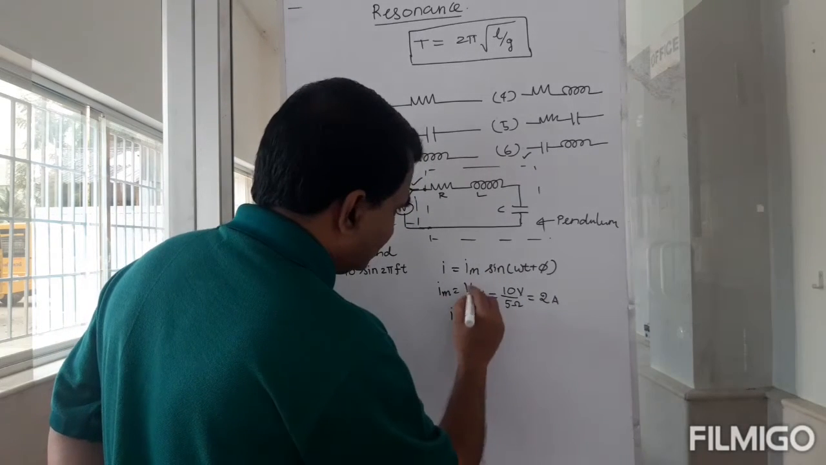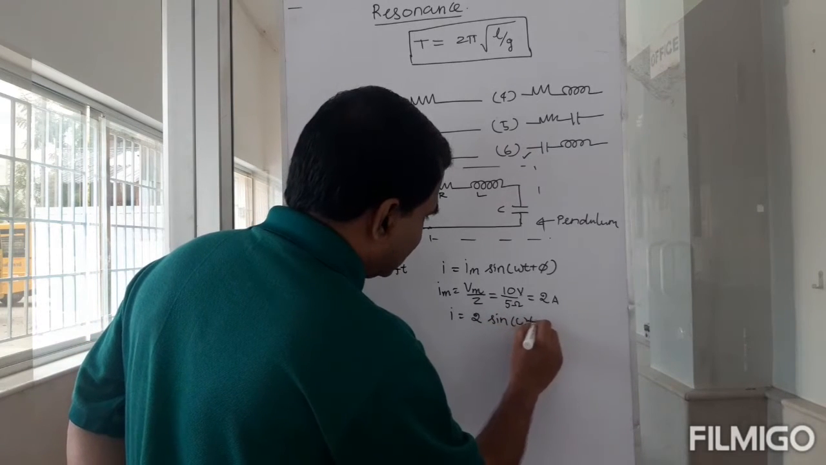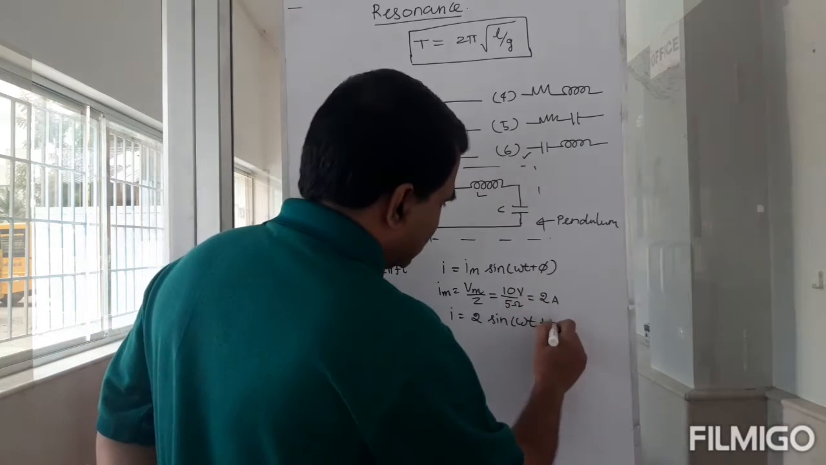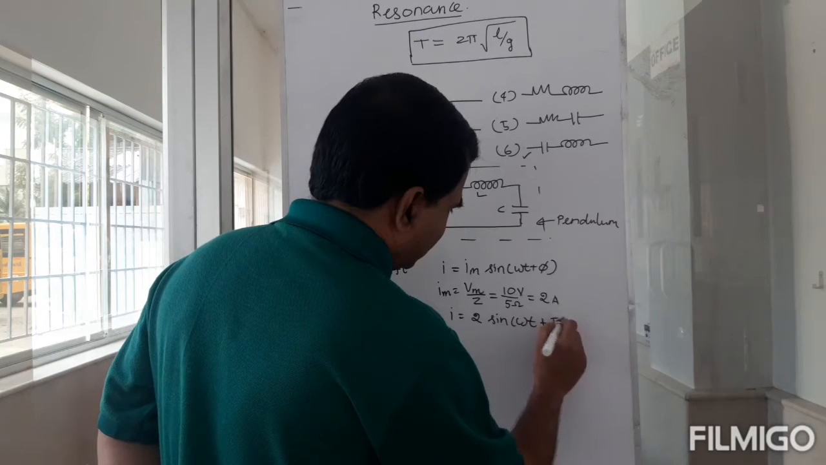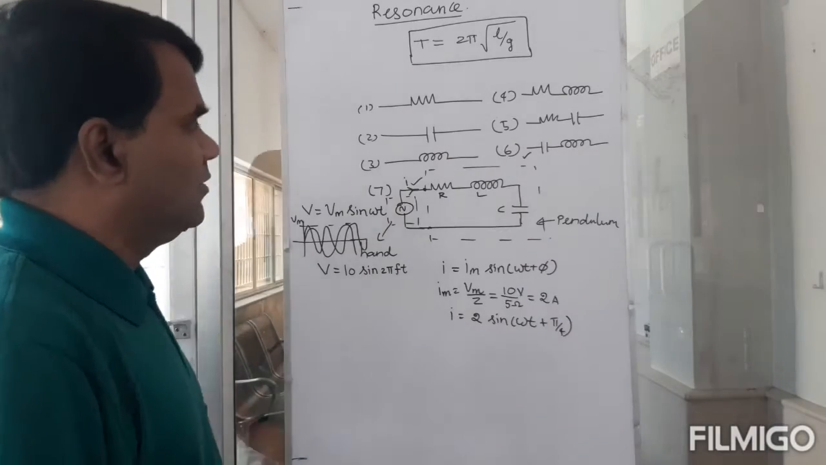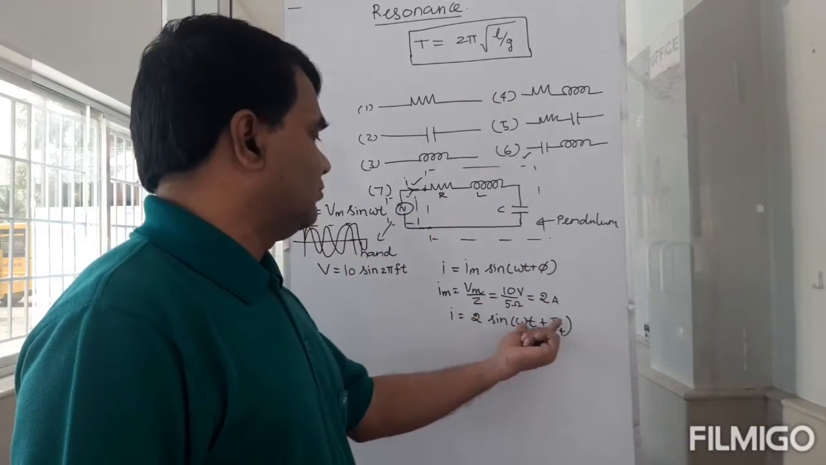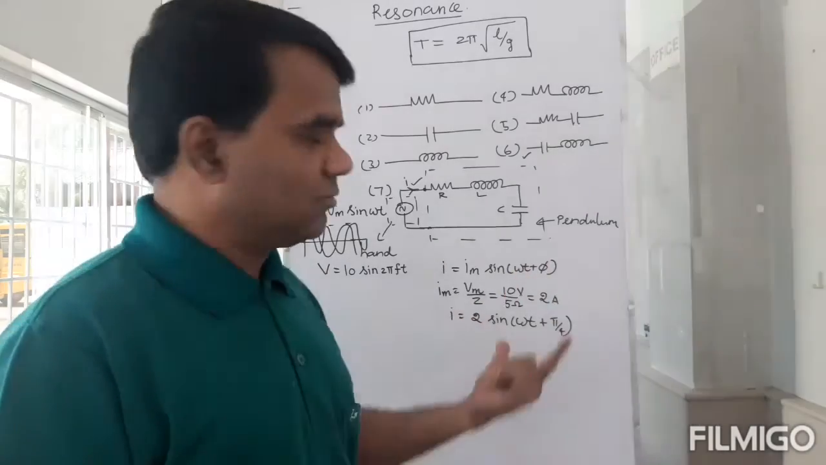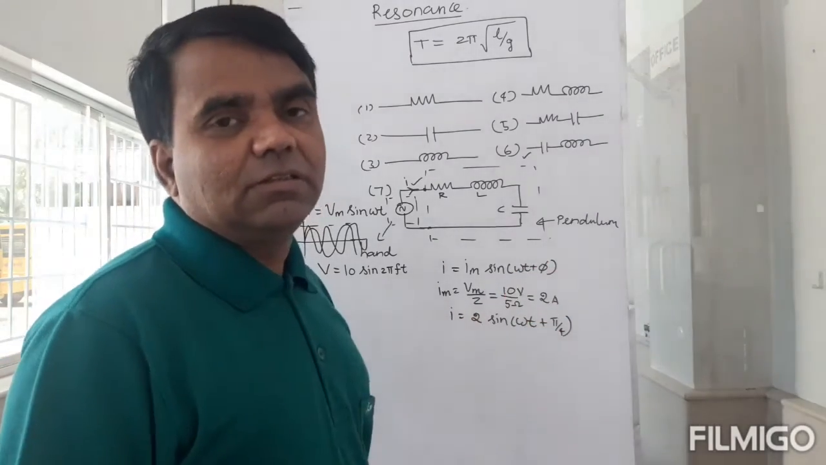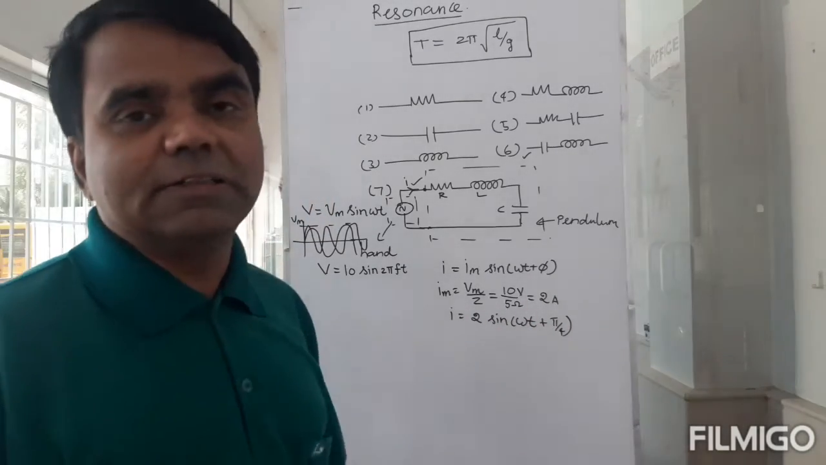I is equal to 2 sine omega t plus, maybe, pi by 4 or 45 degrees or something. I'll get that. Because I have an RLC circuit, I cannot have pi by 2. So I can have some angle which is usually not 90 degrees. So I can get something like this.